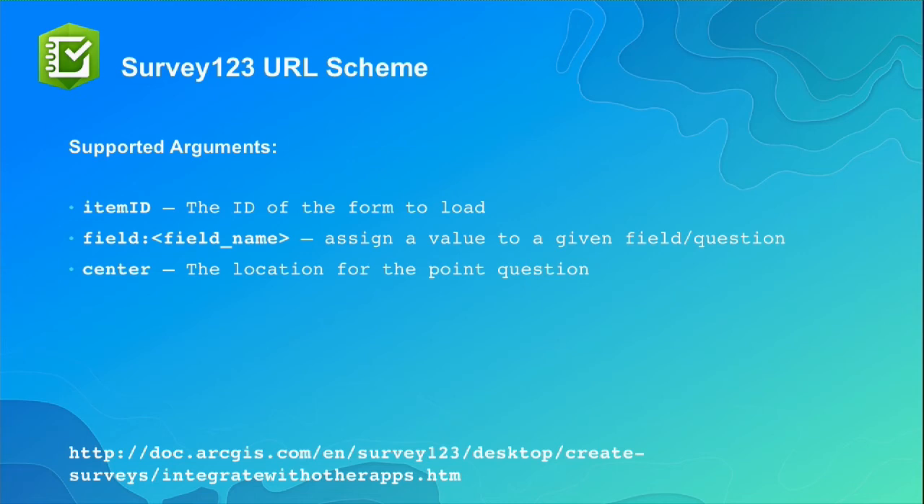Yeah, so this is pretty simple. We have, first off, the item ID. That is the form's unique ID that we want to load. Then we have the fields that we wish to populate. The first part is a fixed value to say, hey, this is a field. And then we provide the name of the field, and then equals the parameter value you want to provide. Click on center, and that'll set the map as well as the location for the point question.